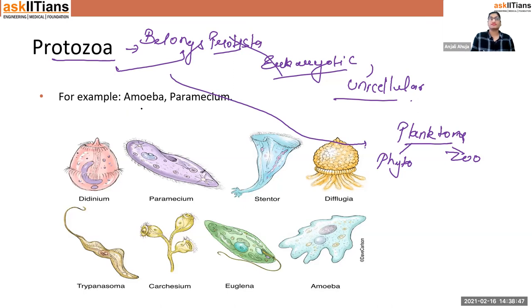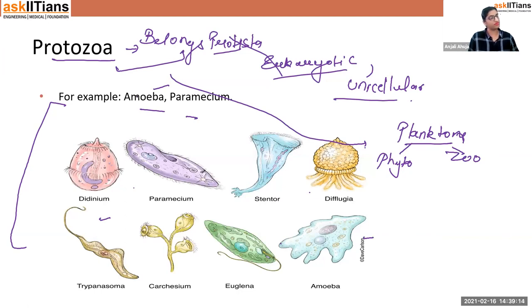For example: amoeba, paramecium, stentor, difflugia, trypanosoma, euglena, and amoeba. These are all examples of protozoa. Guys, not all protozoa cause disease. They can cause disease, that's fine. The amoeba category also causes disease, but my point is that they also act as food for other microorganisms.